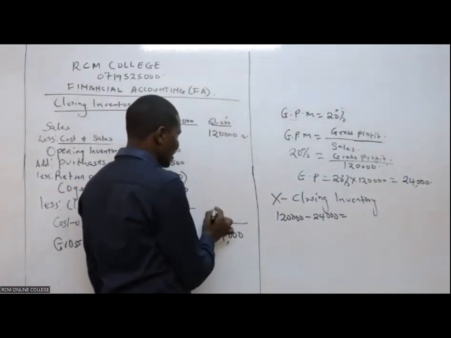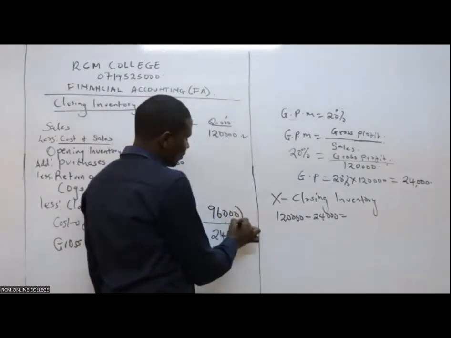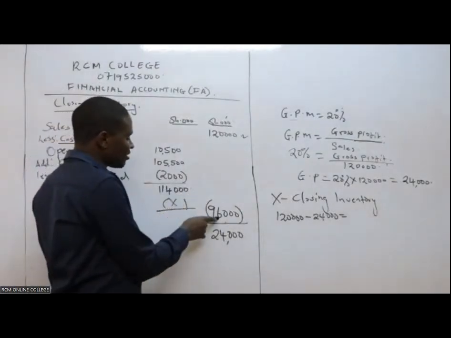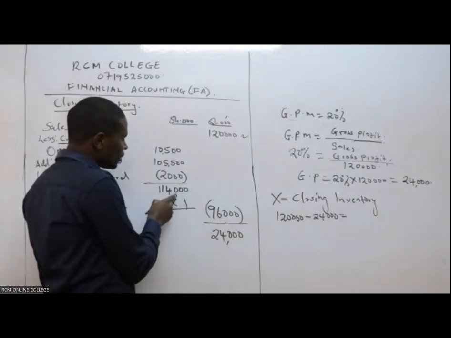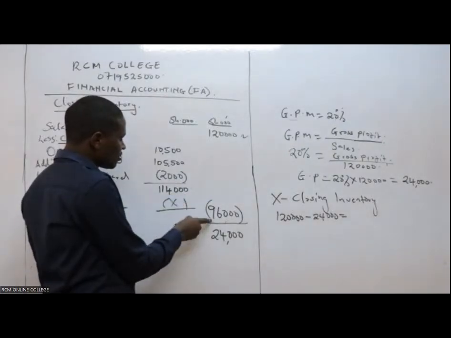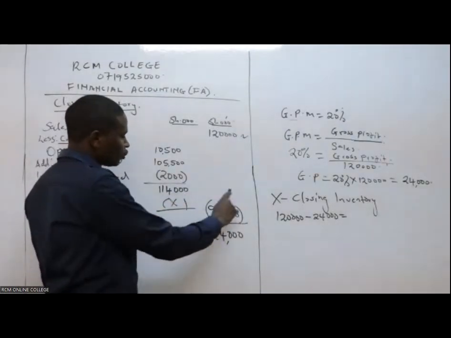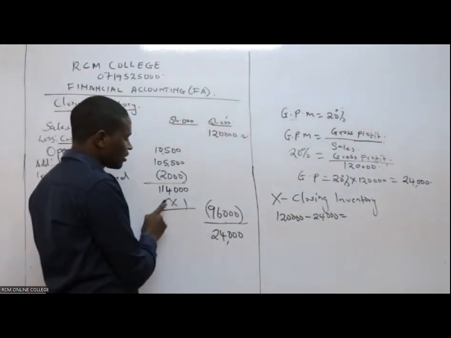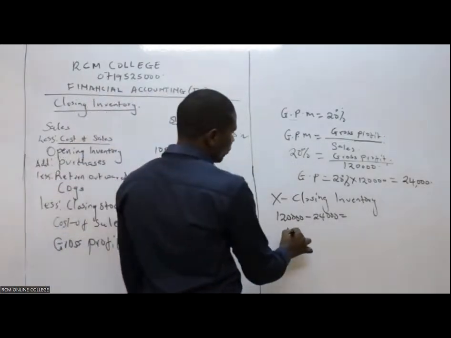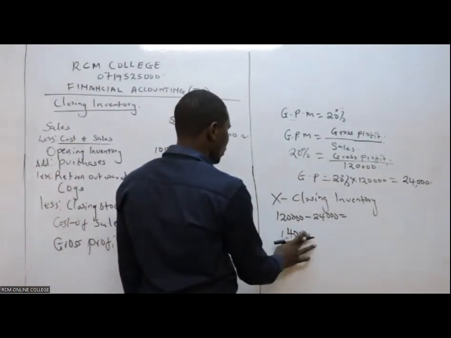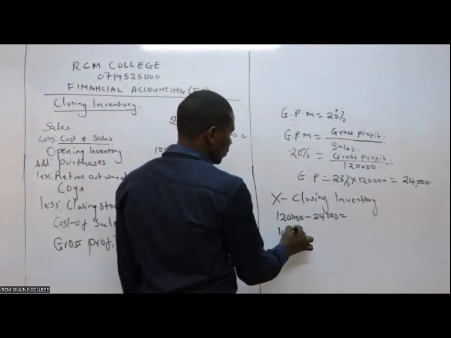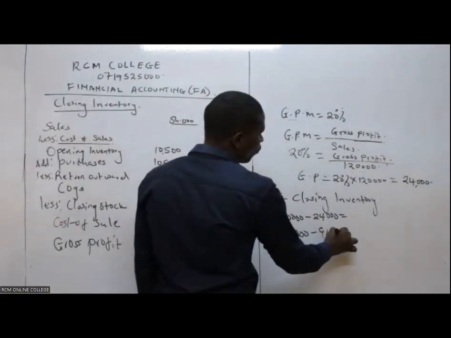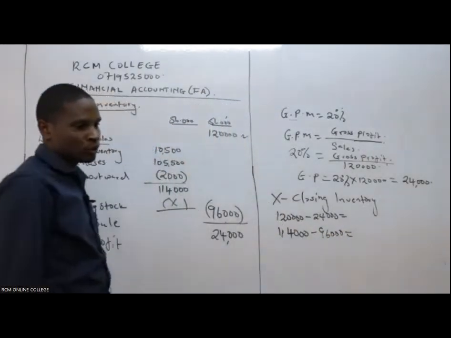Who can now get us the closing stock? Somebody to get the closing stock for us is easy. 140 minus this, you get this. And remember, this is just brackets showing that we are subtracting the cost of sale. So it is 140 minus 96. It will give us X. 140,000. No, not 140, but 114. 114,000 minus 96,000. So what is the value of our cost of sale?